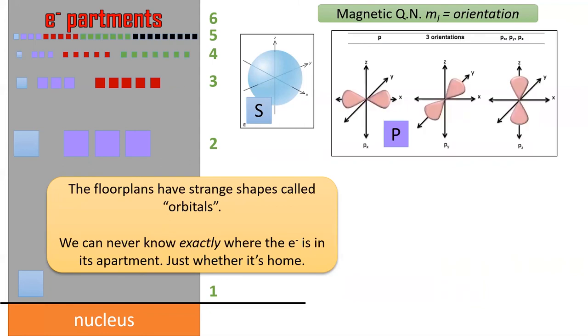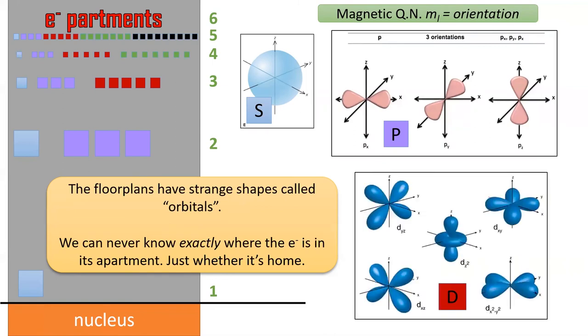The p apartments look like dumbbells. There are 3 orientations of p orbital, which you can think of as which directions the windows face. Either the windows face to the east and the west, to the north and the south, or to the top and the bottom. The D floor plan is where things start to get a little weird. Mostly, they look like X's with a few different orientations, but there is one that looks like a donut with a dumbbell inside.